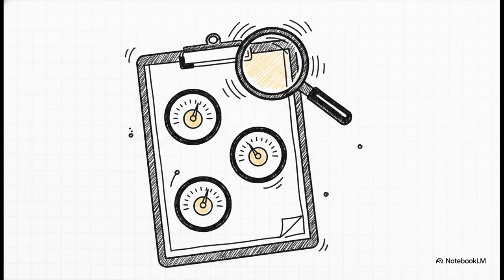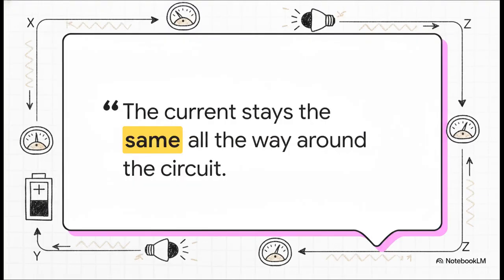The results are in. And the grand reveal is the reading is identical. It's exactly the same at all three positions. The current stays the same all the way around the circuit. Whether it's position X, position Y, or position Z, it literally does not matter. The number of amps is identical.